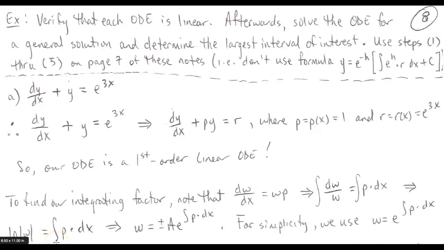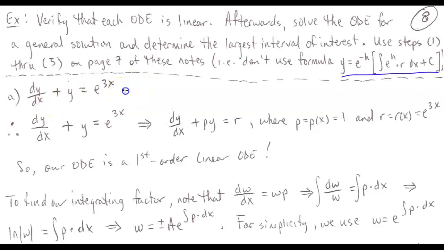Okay, so our first example here, we want to verify that each ordinary differential equation that we have is a first order linear one. And then afterwards, we want to solve the ODE for the general solution. And we also want to determine the largest interval of interest. All that means is the values of x that are valid for the solution. And in the previous pages that we used, all I'm trying to communicate here is we don't want to use the formula in this example at this point. So we're trying to do this without using the formula first.